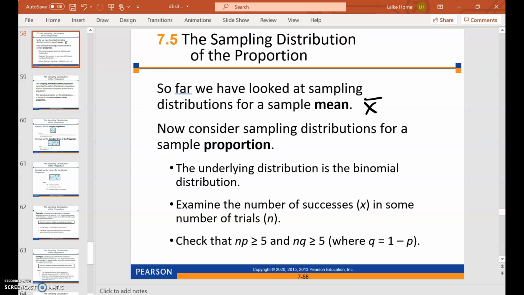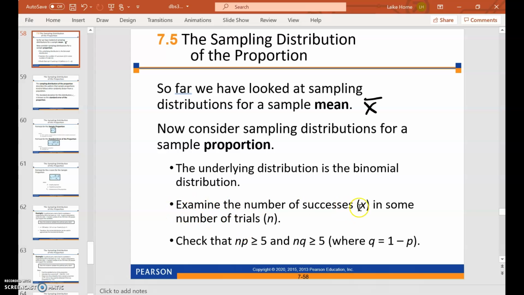So the underlying distribution is the binomial distribution. Remember the binomial distribution, where an example would be failures and successes, where P is the chance of success and Q is the chance of failure, and together those are going to add up to 1. We talked about this, I believe, in chapter 5. So we're going to look at distributions of a binomial in this section.